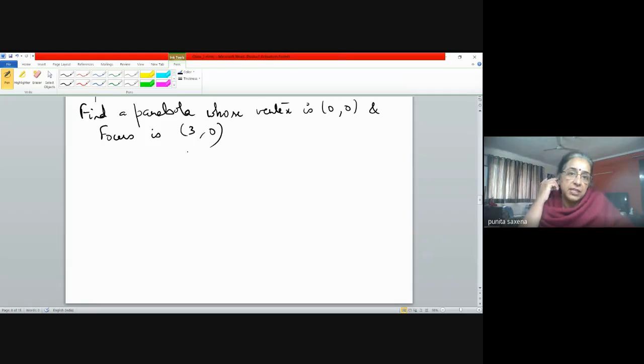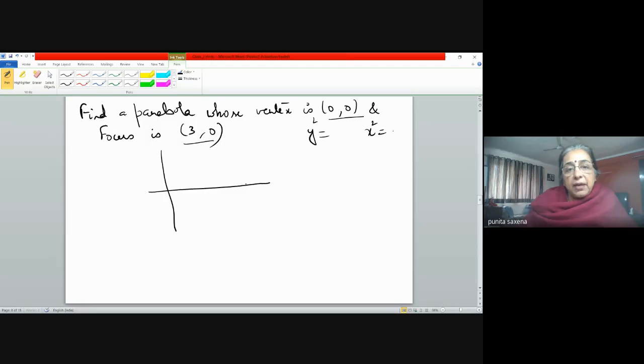ठीक है, अब हमें ट्रेस नहीं करना, हमें उस पैराबोला का इक्वेशन निकालना है. ठीक है, अब वर्टेक्स 0 0, तो इसका मतलब अगर वर्टेक्स 0 0 है तो इसका मतलब पैराबोला कैसा बनेगा, या y स्क्वायर इक्वल टू समथिंग या x स्क्वायर इक्वल टू समथिंग, बिकॉज दिस इज द स्टैंडर्ड पैराबोला, राइट? Now it says focus is 3 0. Now where does 3 0 lie? On the positive direction of x axis. ठीक है ना, अगर हमारा ये पैराबोला है, 3 0 is a point somewhere here. This is the point 3 0.